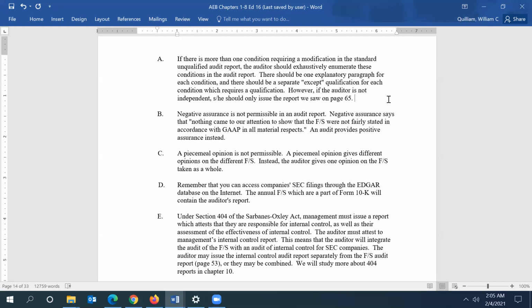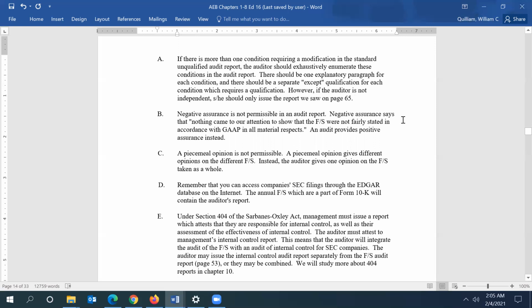There should be one separate explanatory paragraph for each condition, and there should be a separate except for qualification for each condition which requires a qualification. One caveat, however: if the auditor is not independent, they should only issue the report that we saw on page 65. That's the one for lack of independence, that very, very short one in which we can say nothing else. It doesn't even have a report title.